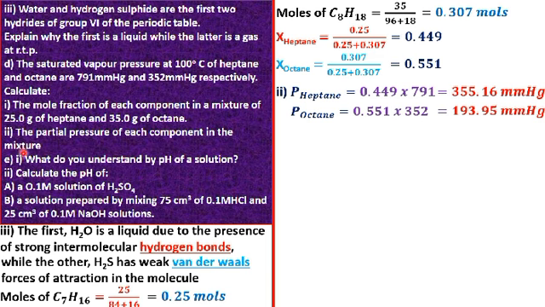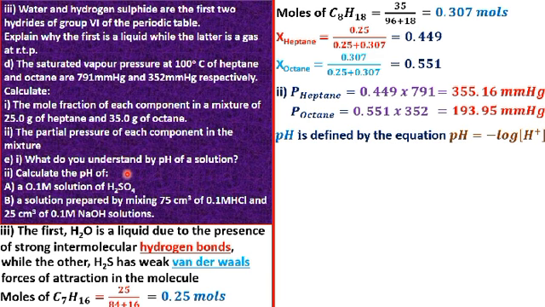The next one is saying, what do you understand by the pH of a solution? By definition, the pH of a solution is given as the negative log of the hydrogen ion concentration. So this is how it is defined: pH equals negative log of the hydrogen ion concentration. Great. Then Roman 2 wants us to get the pH of 0.01 moles of sulfuric acid.